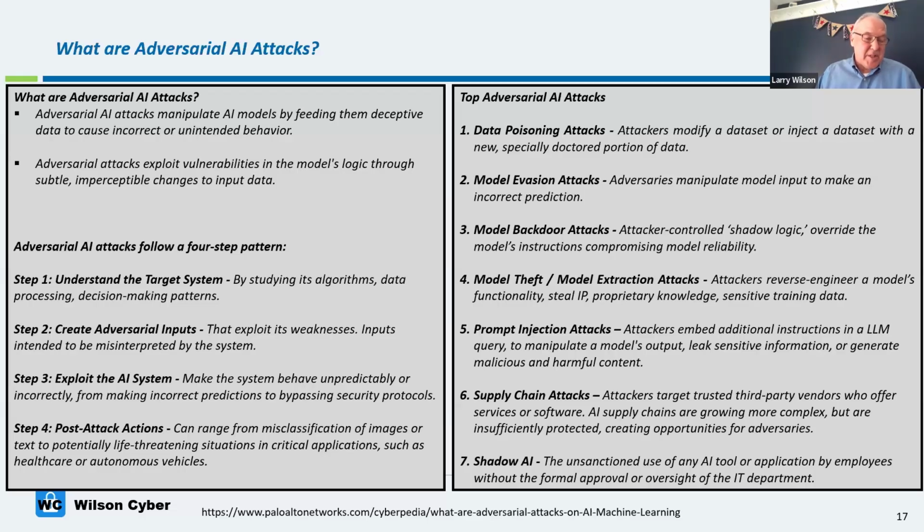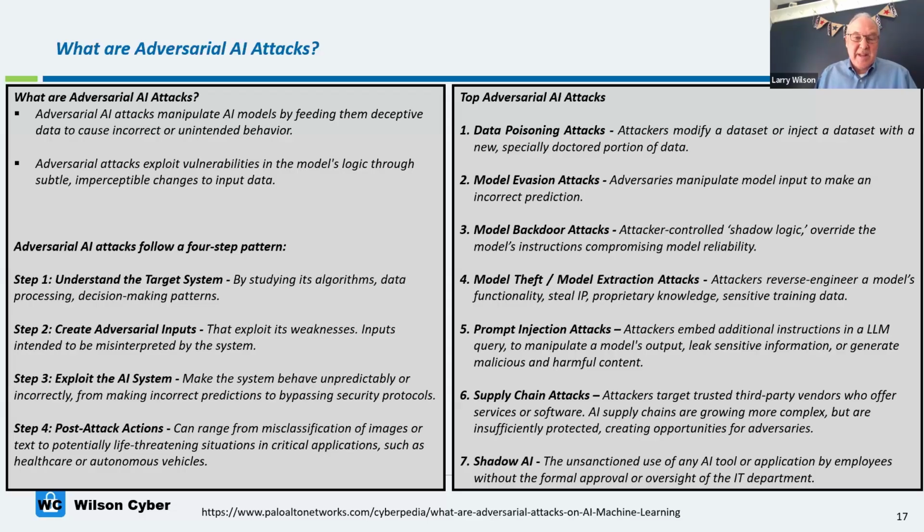Think of an autonomous vehicle. If they modify a stop sign to actually be a speed limit sign, then the vehicle could read that as a speed limit and continue right through a stop sign, for example. So that would be an example of a post-attack action in an autonomous vehicle.